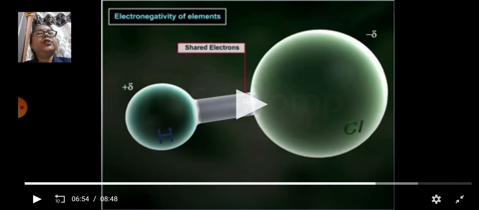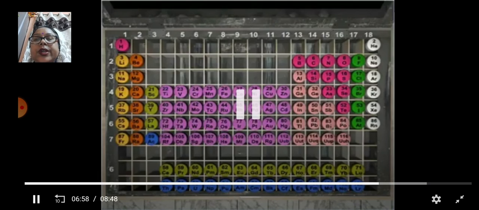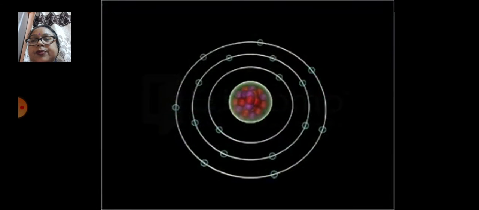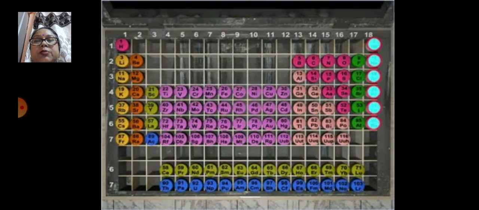The element with high electronegativity attracts the shared electron towards itself and acquires a partial negative charge, and the other element with low electronegativity acquires a partial positive charge. So electronegativity usually increases across a period till group 17. As group 18 elements do not form covalent bonds, no electronegativity values have been observed or measured for them.